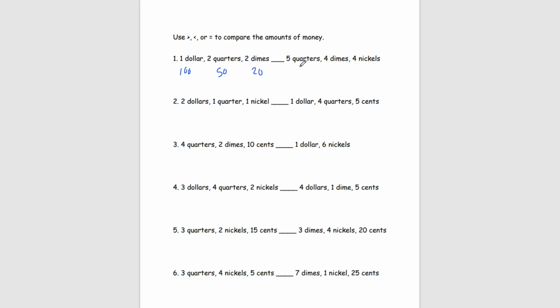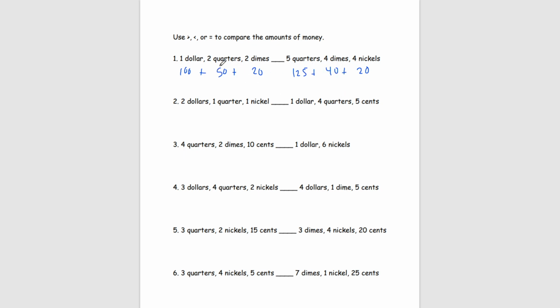Over on this side, we have 5 quarters, which is 25 each. 5 times 25 equals 125. 4 dimes, 10 cents each, we get 40. And 4 nickels, 5 cents each. 4 times 5 equals 20. And so all we gotta do now is just add these up and then compare them.